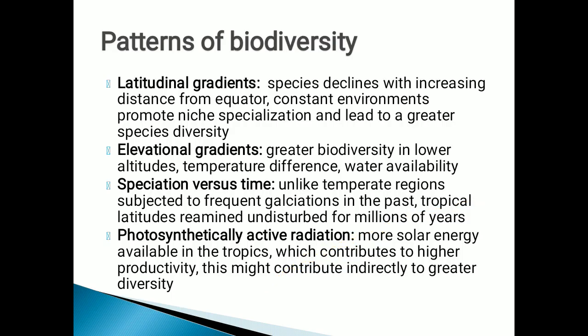Then the next discussion is on the patterns of biodiversity, where the diversity of plants and animals is not uniform throughout the world. They show an uneven distribution, because of which there is an interesting pattern of diversity. One is the latitudinal gradient, where as you go from the equator to the tropics, and then from the tropics to the poles, species richness reduces because the habitats reduce and species will not have an adaptation.